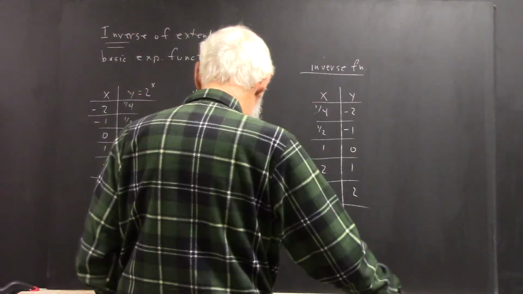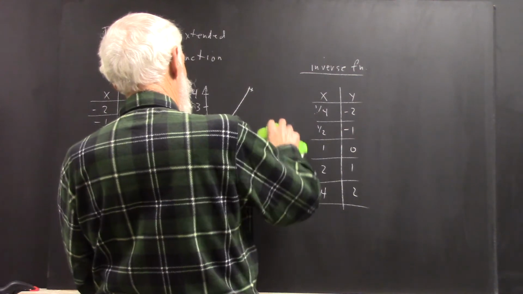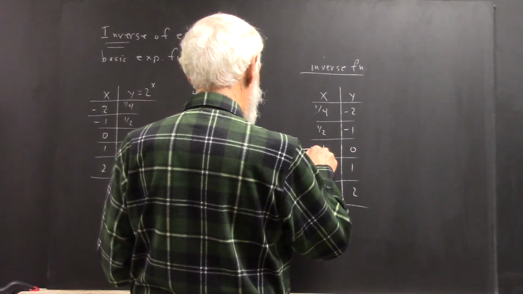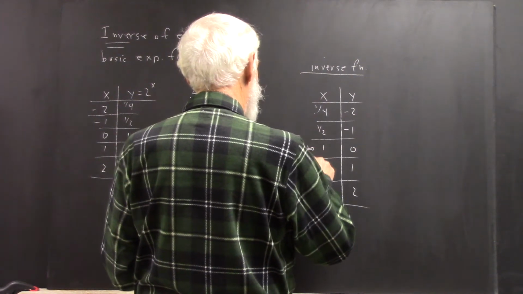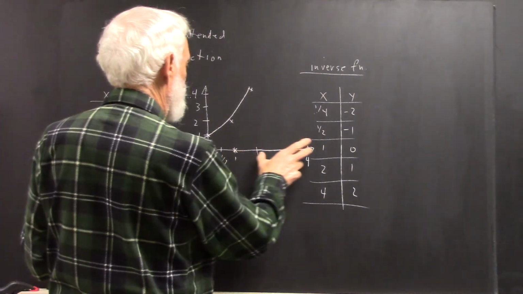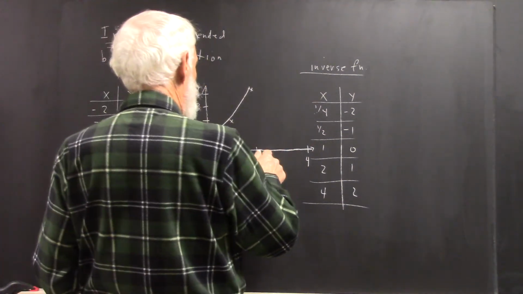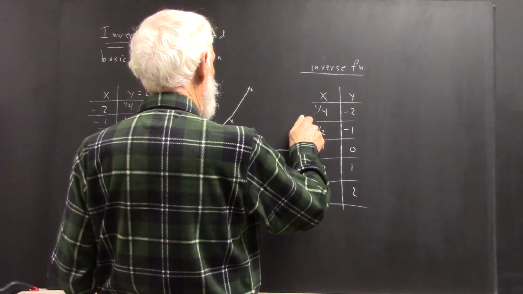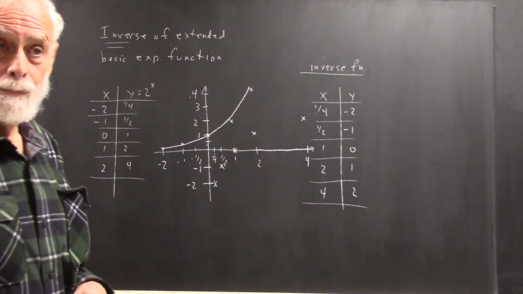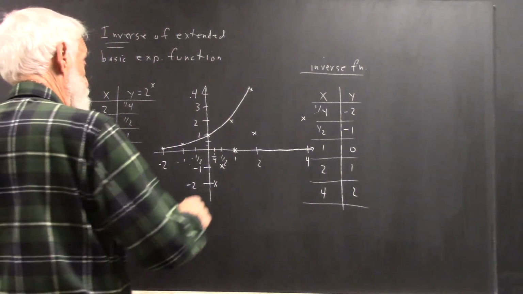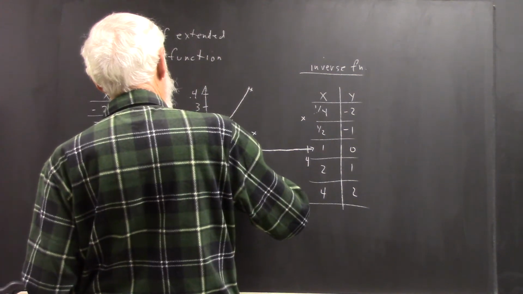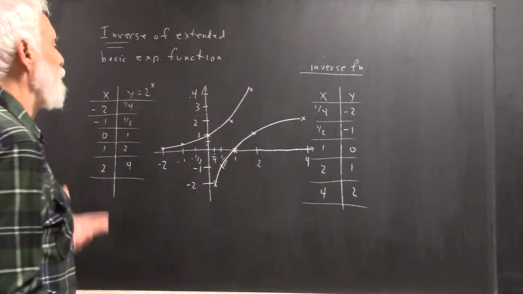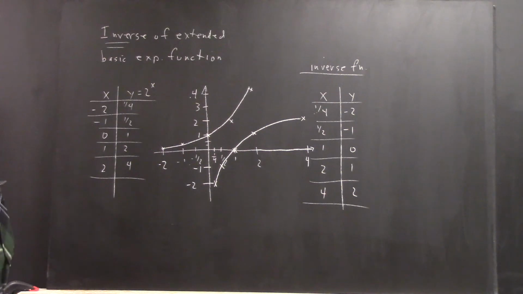Except this is awful dusty. I don't know if I'm going to achieve pure aesthetic beauty out of this or not. So I'm going to put 4 here. I'm scratching it up just a little bit. That's pretty close. Okay, so I'm going to have then 2, 1, and 4, 2. Right? And these would be the points on the inverse of the extended basic exponential function.